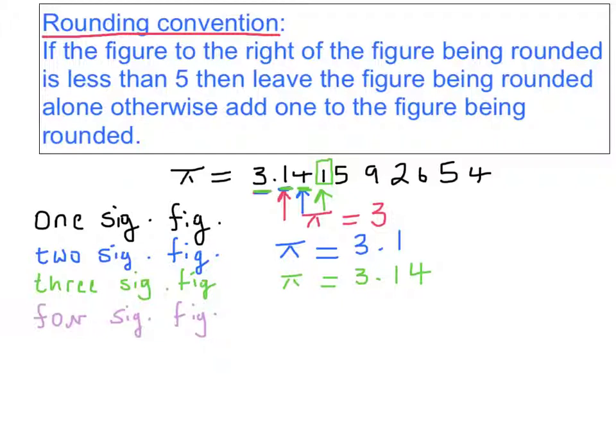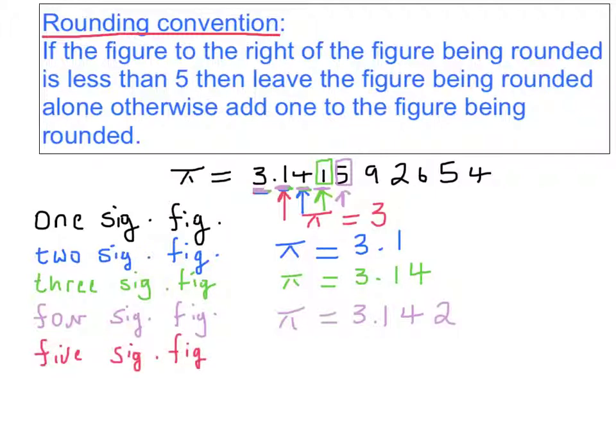So let's count the four significant figures. That's the 3, the 1, the 4, and the 1. Now the rounding convention says go to the figure above it, and the figure above it is a 5. This is different from before, because the rounding convention says if the number is 5 or greater, we have to add 1 to the figure that's being rounded. So the answer we get here is that pi is equal to 3.142. We add 1 to the 1 because of the 5, and we get a 2.